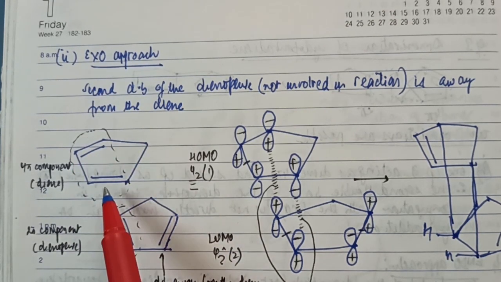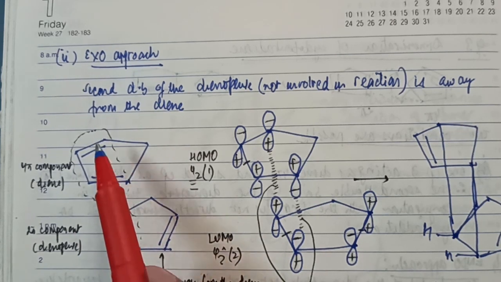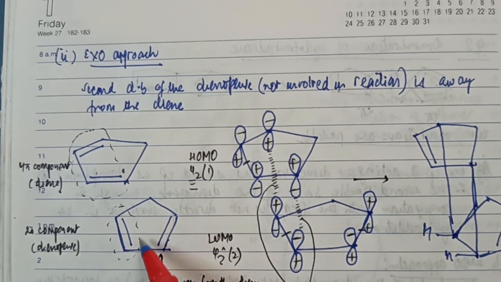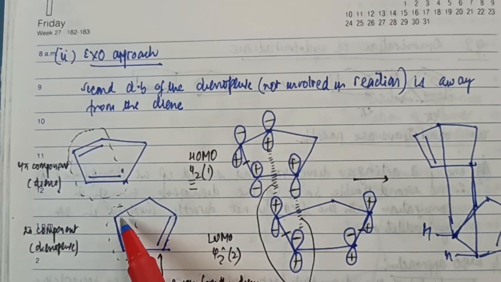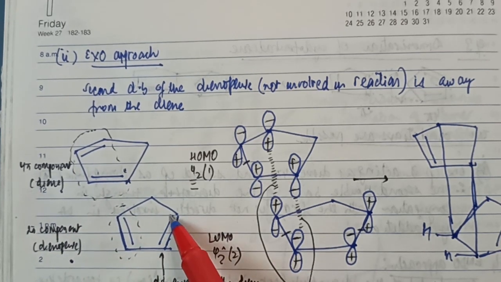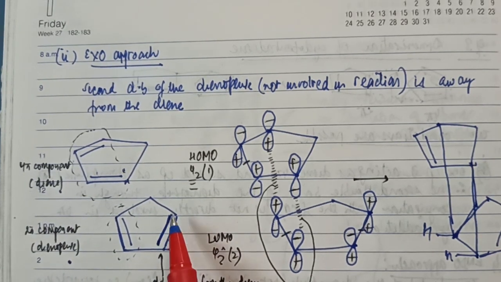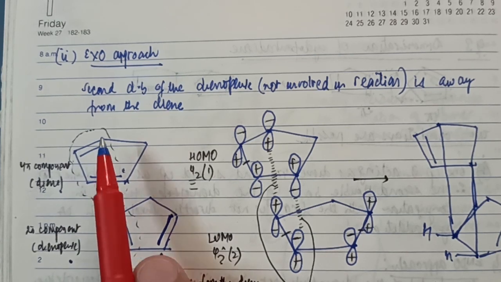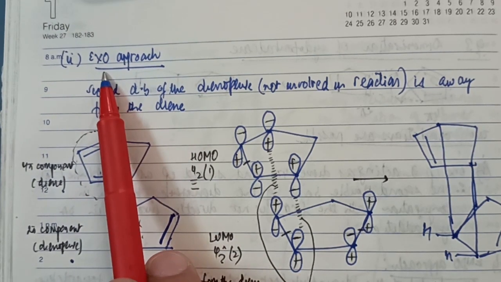Again, diene drawn like this. This cyclopentadiene is acting as a diene because 4 electrons are involved, a 4 pi component diene. Let's say it is this double bond which is acting as a dienophile for the second cyclopentadienyl system. Therefore, it is acting as a 2 pi component, a dienophile. This double bond, which was the second double bond of the dienophile which is not involved in the reaction, is away from the diene. Therefore, what is this conformation or what is this approach? This is an exo approach.